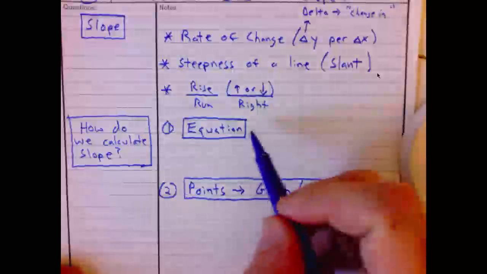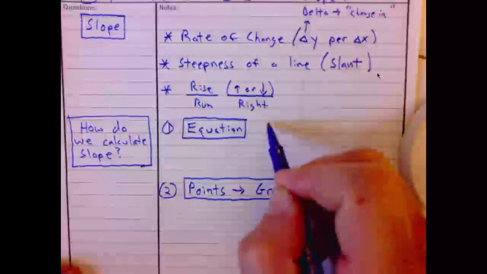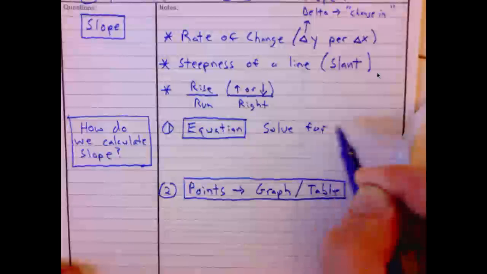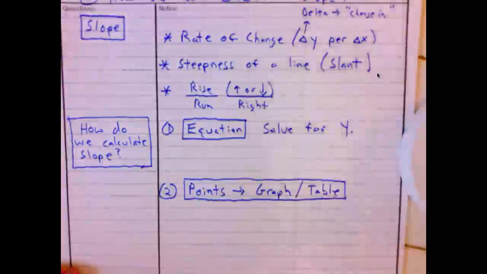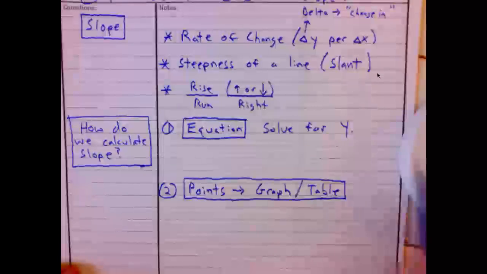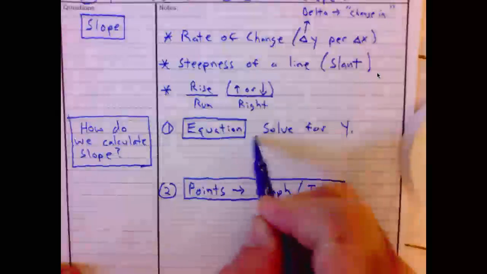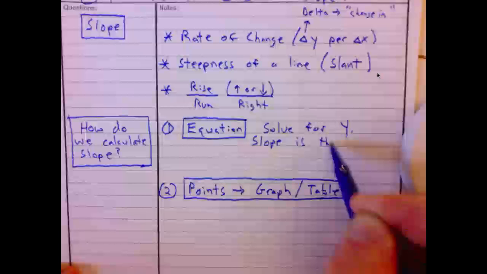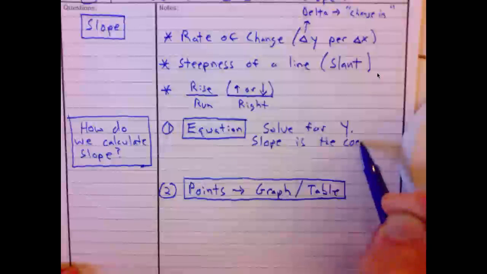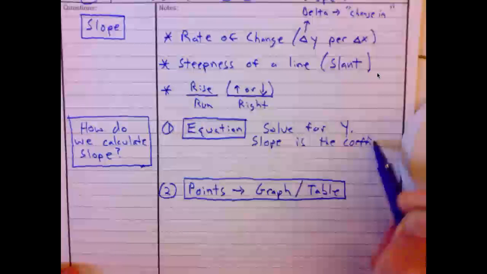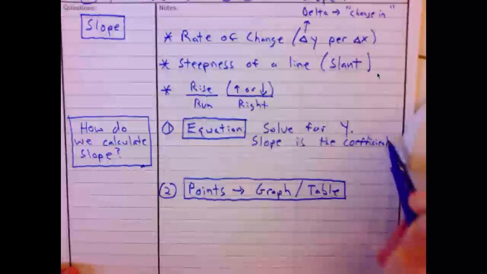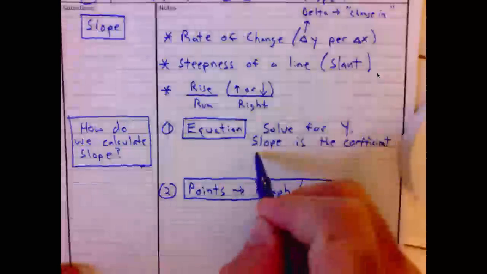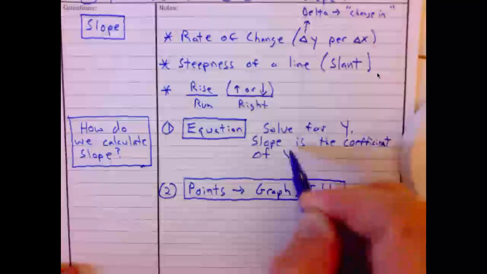When we have an equation, it's going to be very easy. We will simply solve for y. After we solve for y, slope is the coefficient, the number connected to the variable. Slope is the coefficient of x.